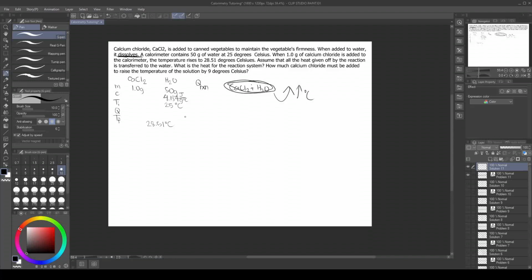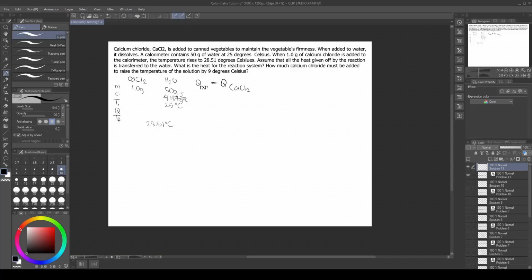How do we know that? Because the temperature of the water was originally 25 degrees Celsius, right? But later on, it increased to 28.51 degrees Celsius. So we know that because of calcium chloride, the temperature increased. So the reaction here is calcium chloride dissolves, it releases heat. So the heat of the reaction is really just the same thing as the heat of calcium chloride. Now we know what to solve for.